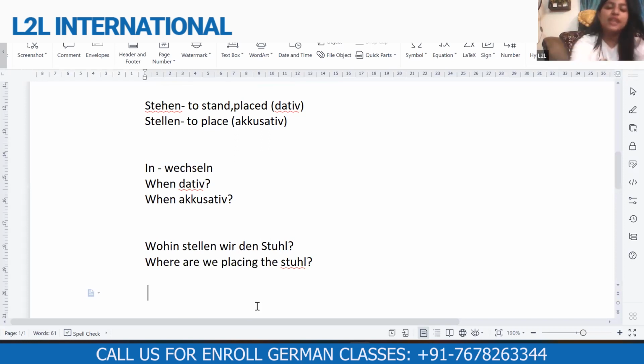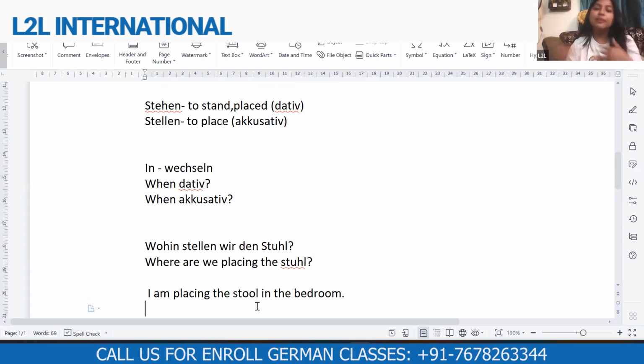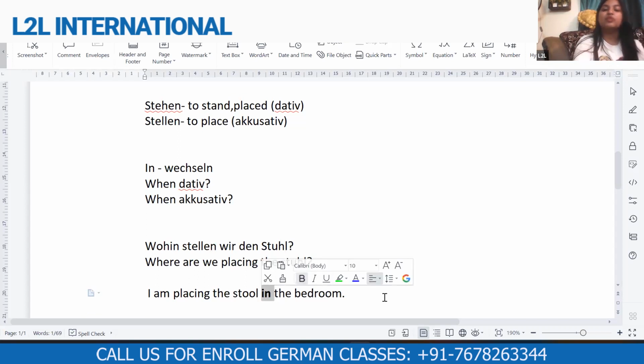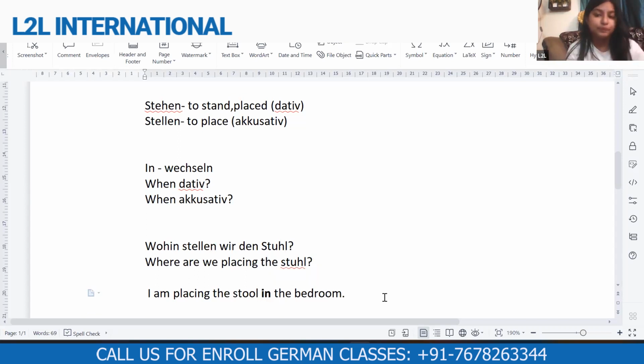For example, if I say, I am placing the stool in the bedroom, this shows that I am doing the work here, I am moving, and I am placing the stool in the bedroom. So this sentence contains a movement. That's why whenever we use in in a movement sentence, it will always take accusative.